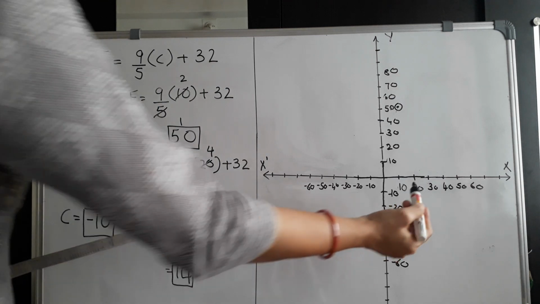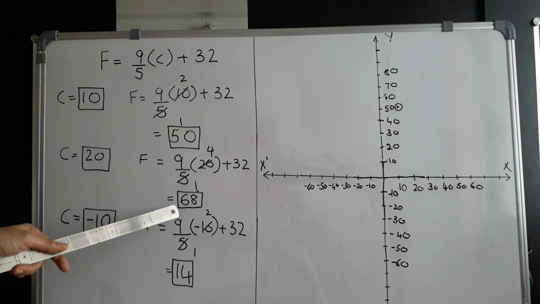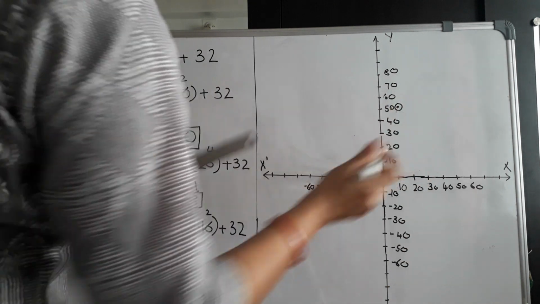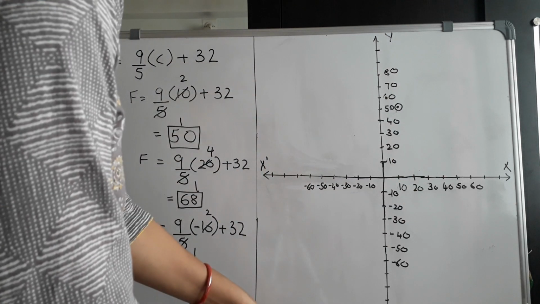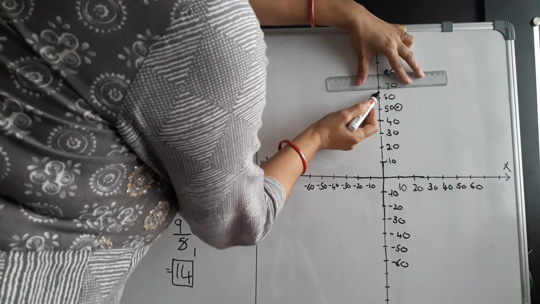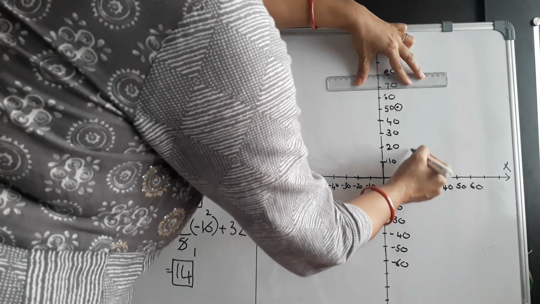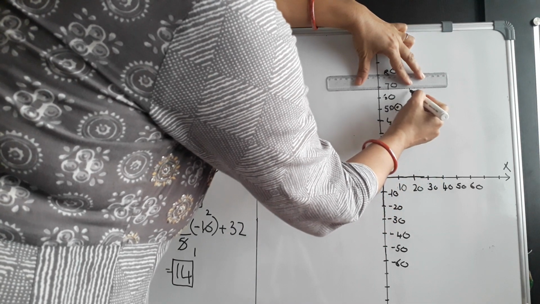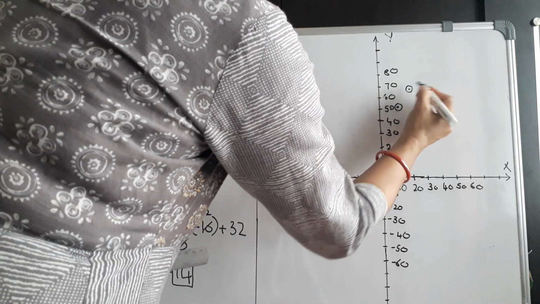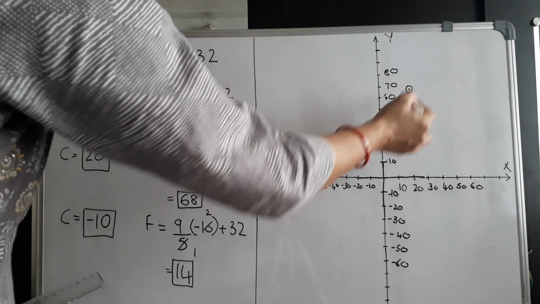Next value of C is 20 and the value of Y is 68, that is Fahrenheit. Now this is 60 and 68 will be somewhere here. So let's use the scale again. 70, little below that will be 68, and here it is 20. This graph actually will not be very perfect because we are not using graph paper. So little changes can be there. So these 2 points are marked.